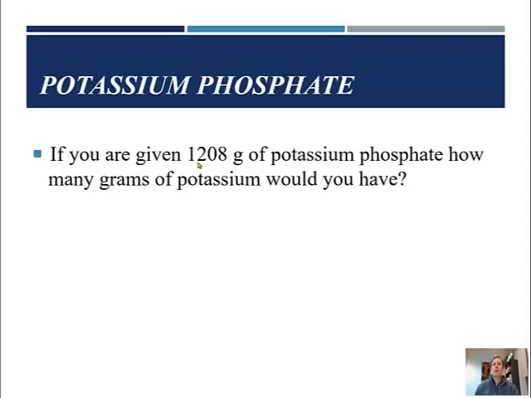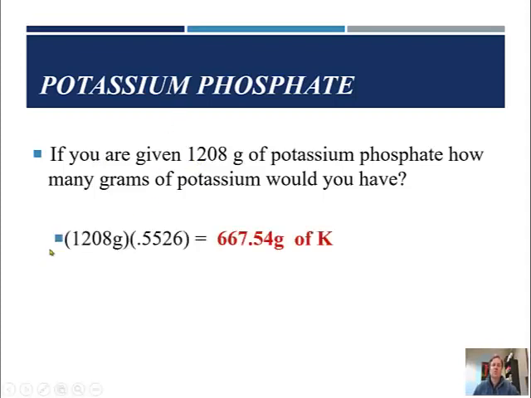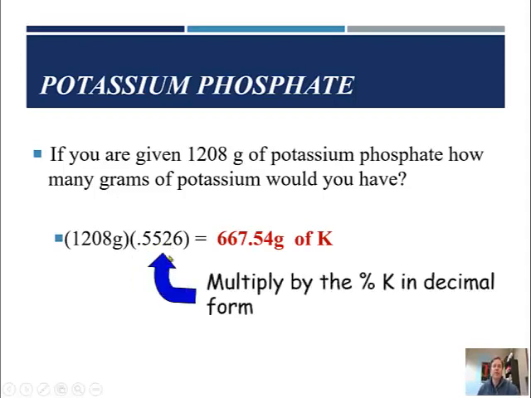We do this kind of like when we talked about fractional abundance with isotopes. We take our total mass, which is 1,208, multiplied by the decimal form of our percent. So 55.26% becomes 0.5526, and we multiply them together. To get this number, we move our decimal place 2 points, or if you don't like moving it, you can divide by 100. Either way, in 1,208 grams of potassium phosphate, we should have 667.54 grams of potassium.